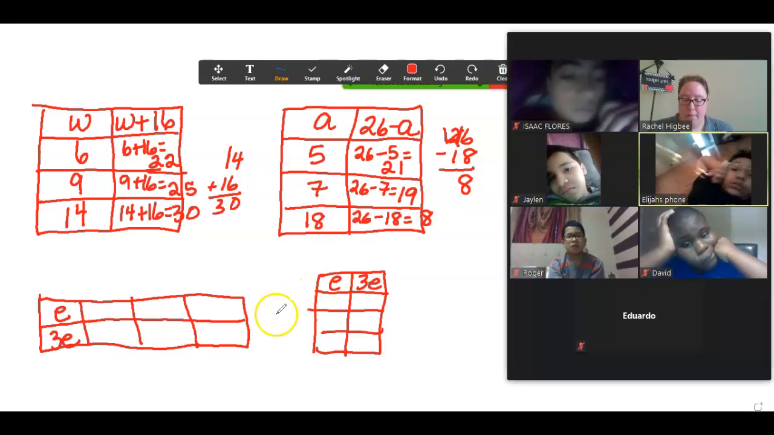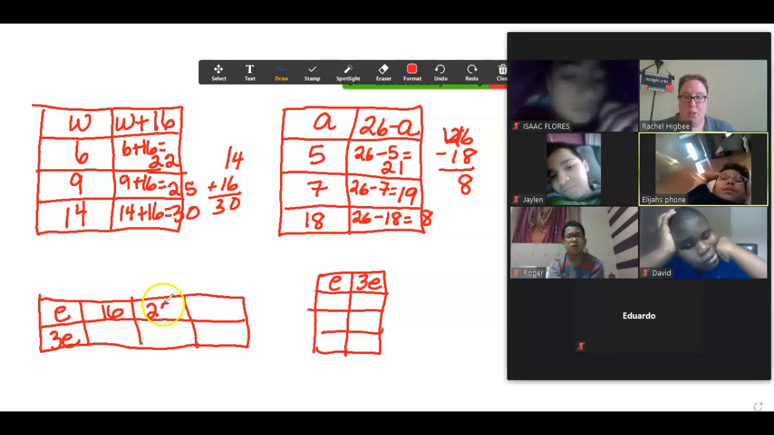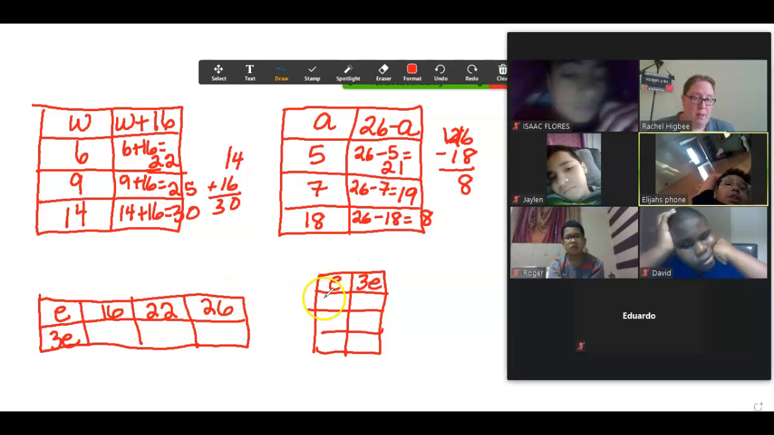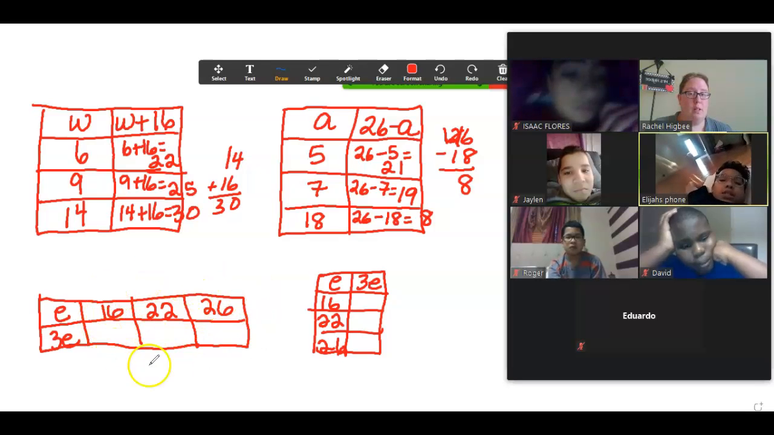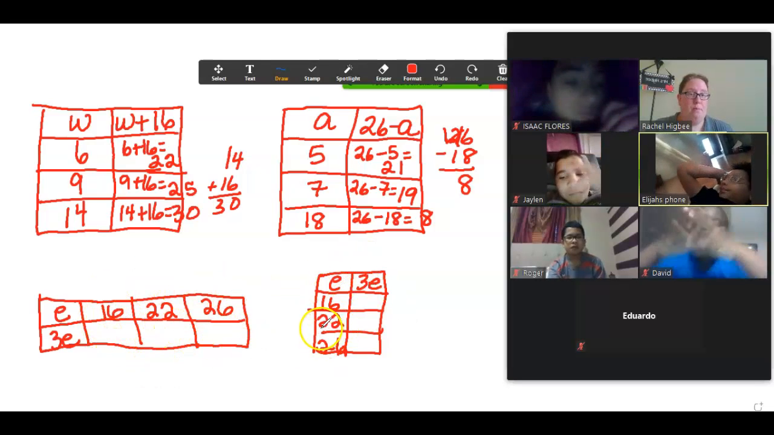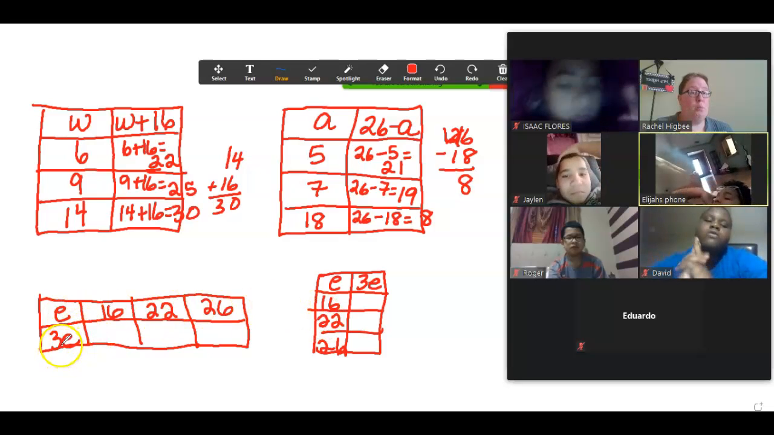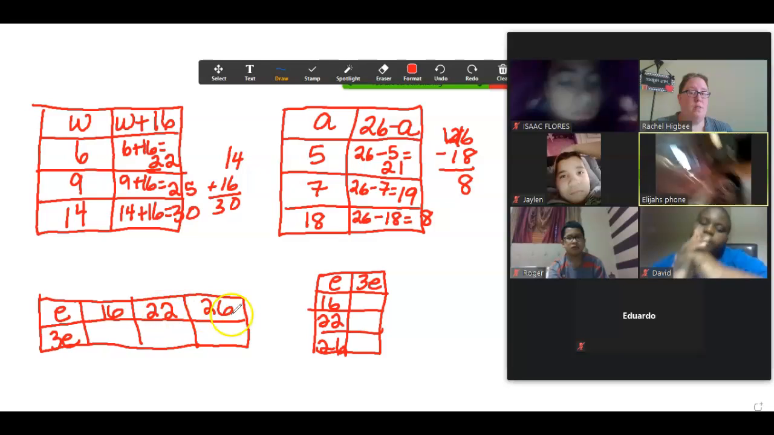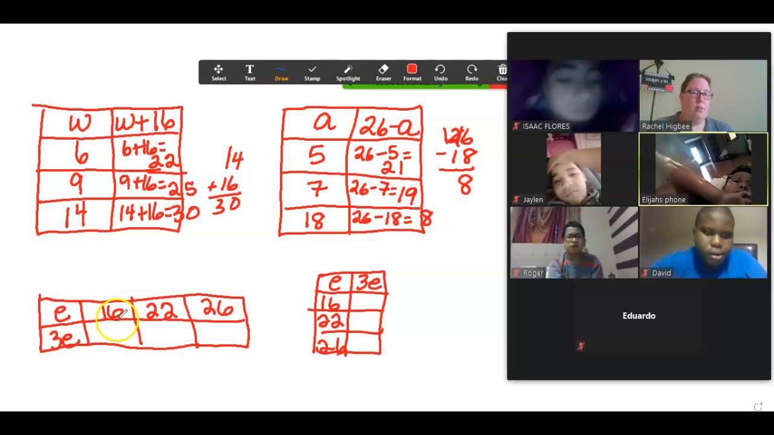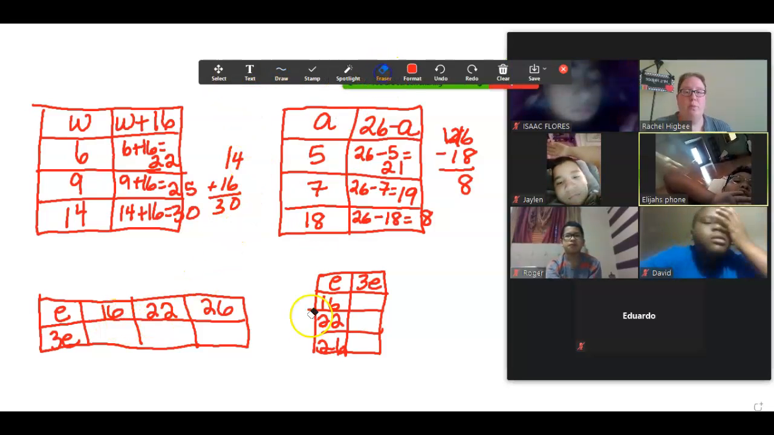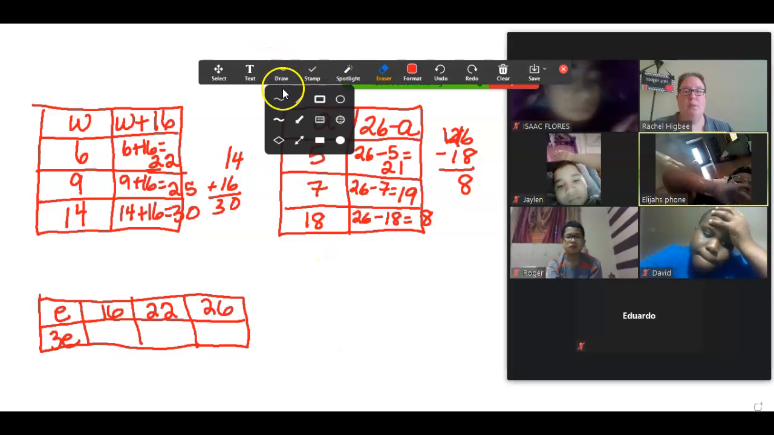So if I have E, I'm going to have 16, 22, and 26. Then this would be the same here, 16, 22, and 26. If the way that this is written confuses you, flip it. That means that I'm going to multiply 3 times each of these numbers. Again, if I can't do that mentally, I need to write it out. I'm going to give myself a little bit of room so I can work. I'm going to erase this part.